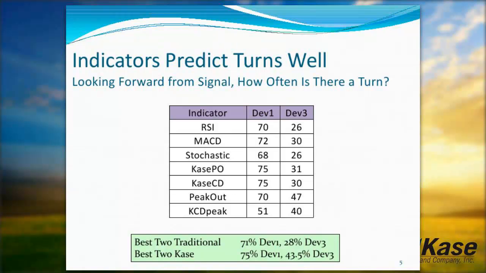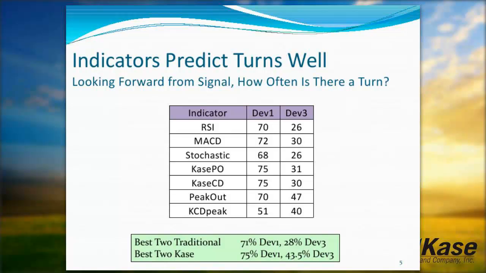So when we looked at this, we said, okay, if we have a signal on the RSI, it hits Dev1 70% of the time, and it hits Dev3 26% of the time. You can see the MACD and the stochastic also have about the same statistics. The KCP and the KCD are a little bit better, not much, but a little bit better. And so we kind of scratched our head a little bit here.